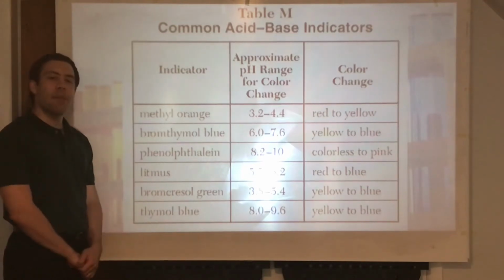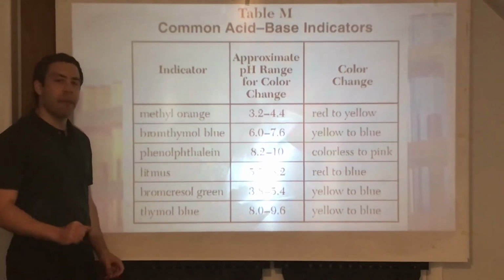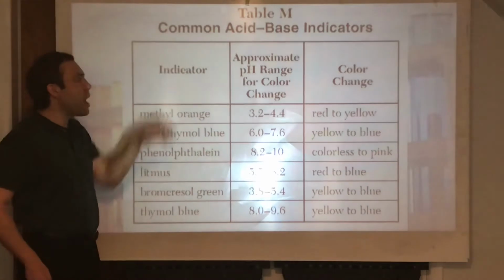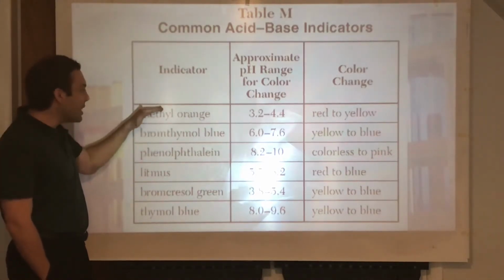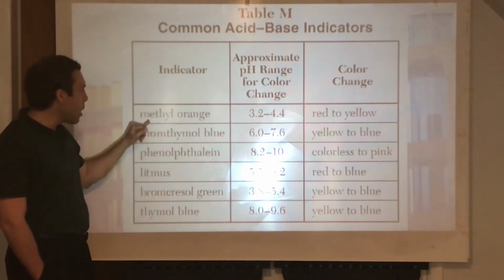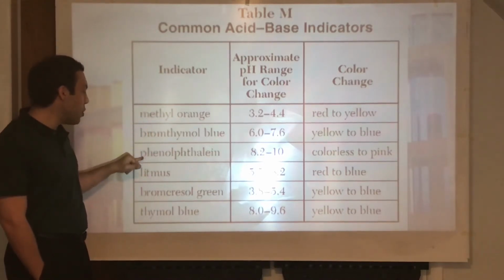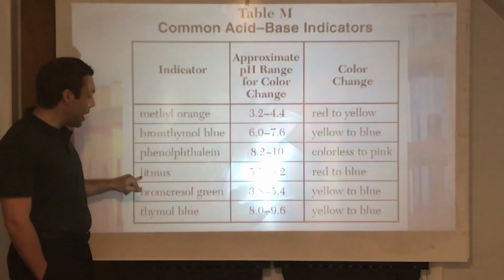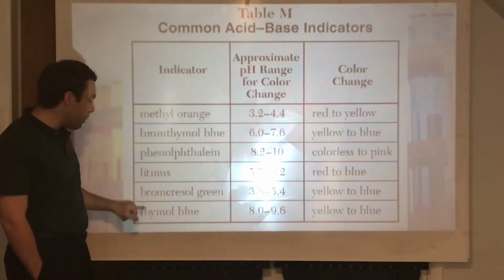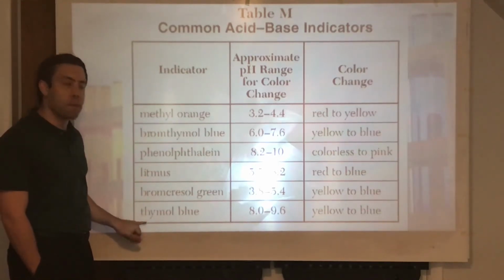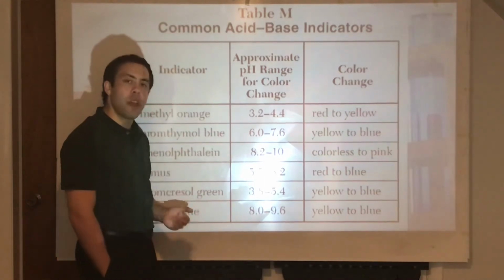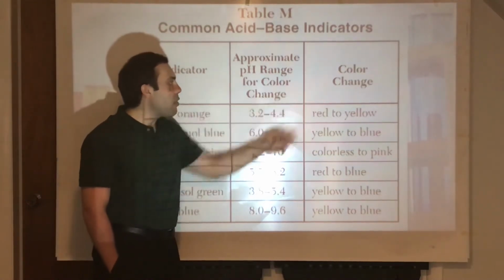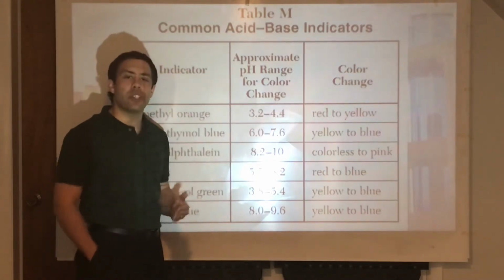Here we have Table M of the chemistry reference tables. Table M is common acid-base indicators. In the first column, we have the indicator name. There are 6 of them: methyl orange, bromothymol blue, phenolphthalein, litmus, bromocresol green, and thymol blue. In the middle column, we have the approximate pH range for the color change. And in the third column, we have the actual color change.